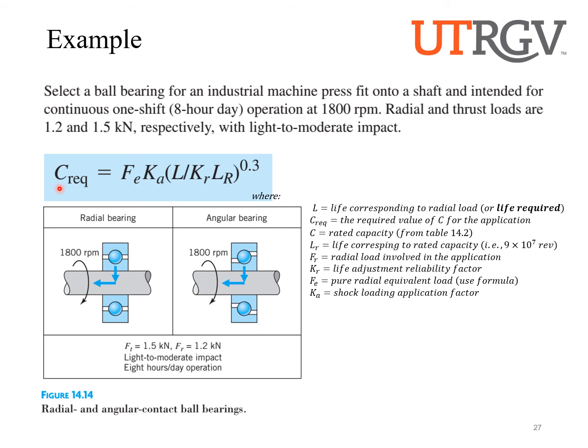Again, the formula that we're going to use is this one over here, where we need to calculate the equivalent load, application constant, a life in revolutions, and reliability factor. This is the rated life, and it all goes to the power of 0.3.